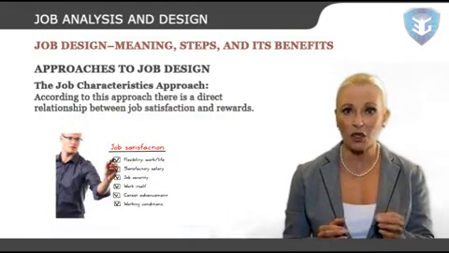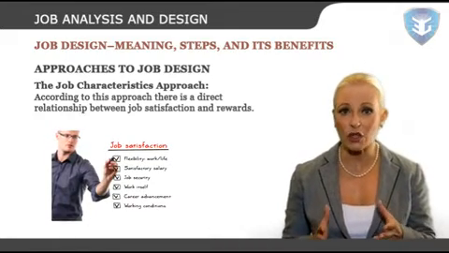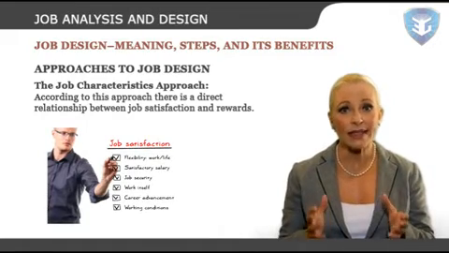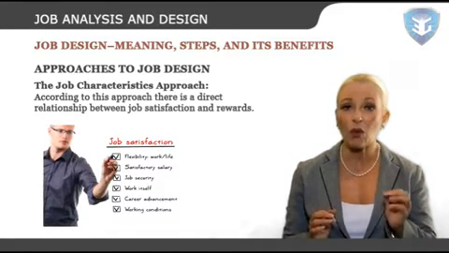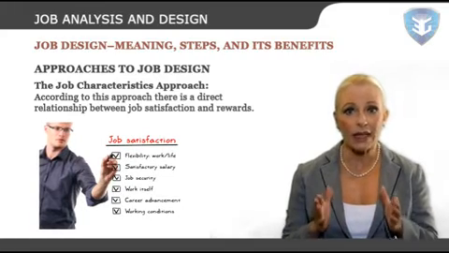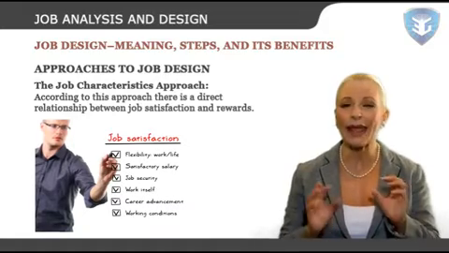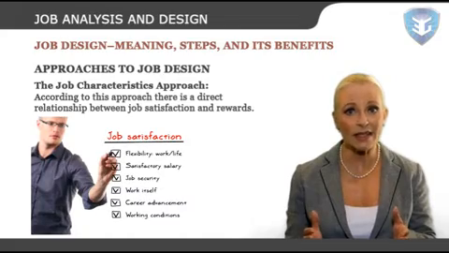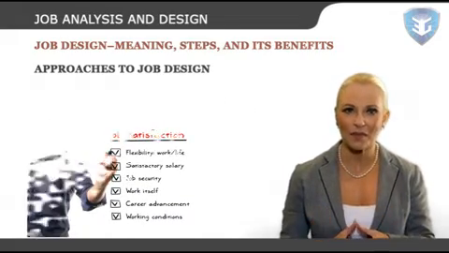The job characteristics approach. According to this approach, there is a direct relationship between job satisfaction and rewards. They said that employees will be at their productive best and committed when they are rewarded appropriately for their work. They laid down 5 core dimensions that can be used to describe any job: skill variety, task identity, task significance, autonomy, and feedback.